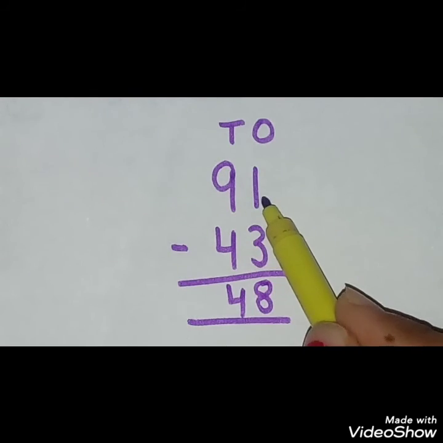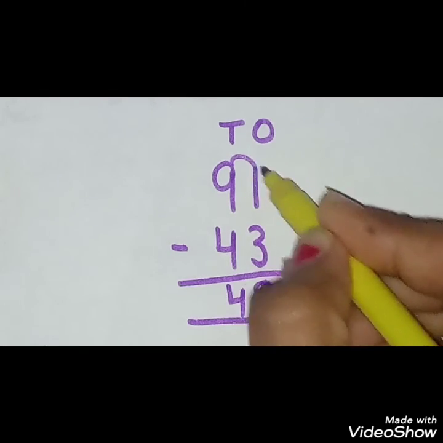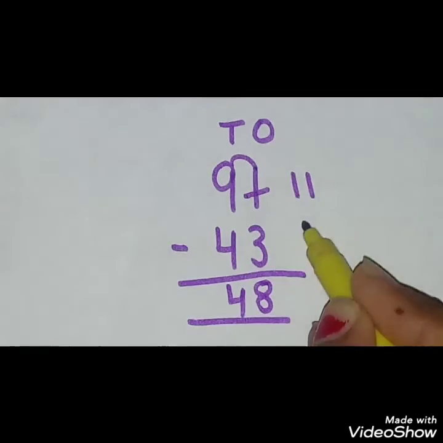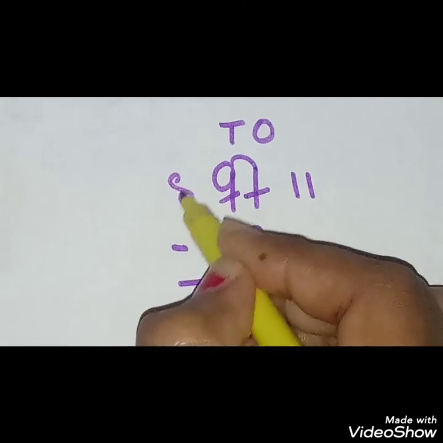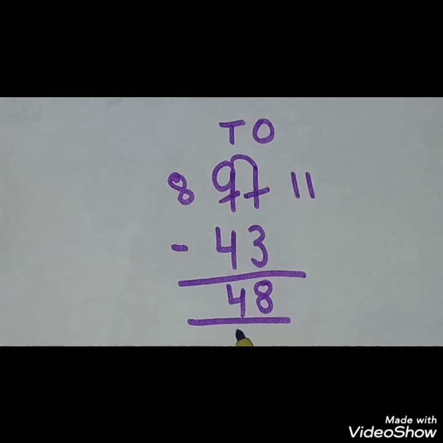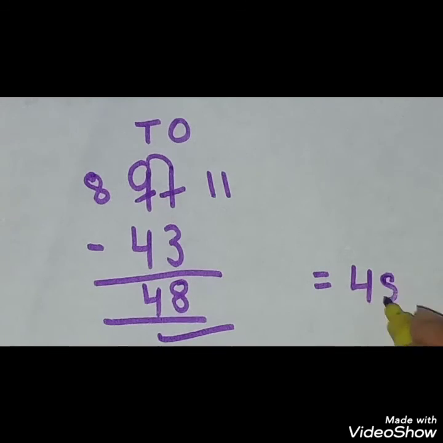It is not possible to subtract 3 from 1. So we take carry. It becomes 11. 11 minus 3 is 8. Here remains 8. 8 minus 4 is 4. So the difference is 48. The difference is 48.